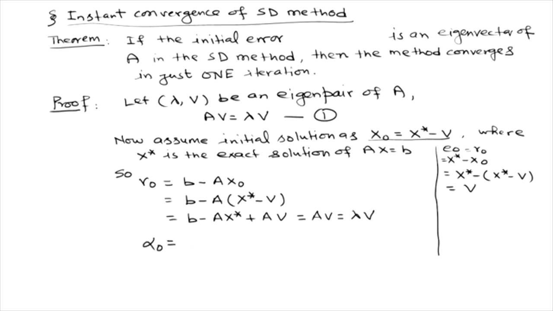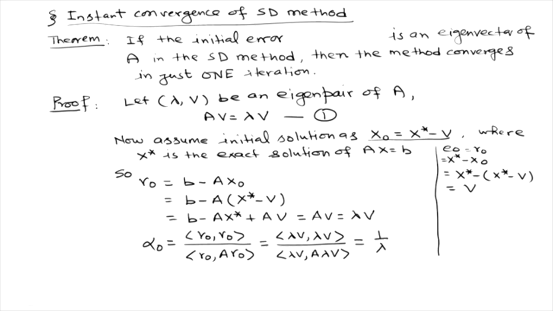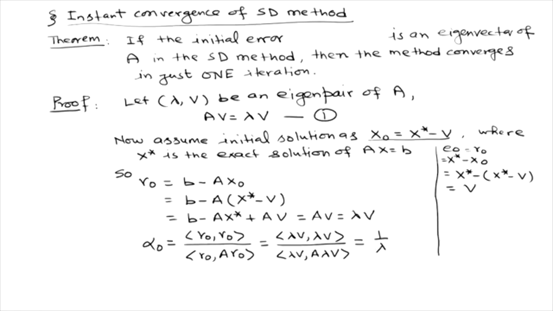Here if we calculate alpha 0, so alpha 0 is the inner product of r 0 with r 0 upon the inner product of r 0 with A r 0. So, this comes out to be lambda v into lambda v upon lambda v into A lambda v. So, lambda you can take out, lambda A v, and A v again becomes lambda v. So, in the numerator you will have lambda square, in the denominator you will have lambda cube. So, it comes out to be 1 upon lambda. So, the step length is 1 upon lambda, and the initial residual is lambda times that eigenvector.